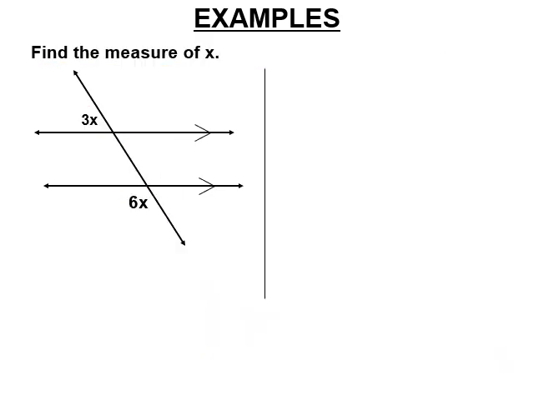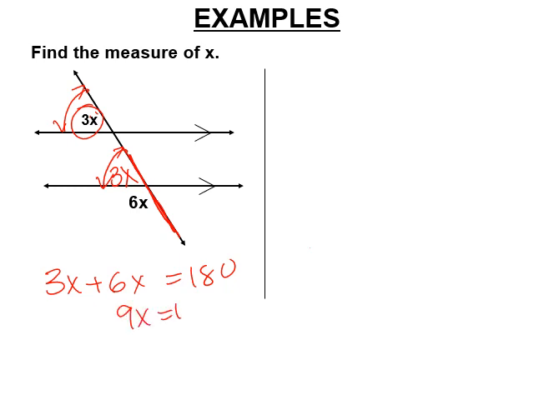All right, so now we're going to find the measure of x. So we know if they were next to each other, right, they would add up to 180. Well, 3x, this one over here has to be 3x because those two angles are corresponding. They're the same size, congruent. So that one's 3x as well, and 3x plus 6x must add up to 180. So we get 9x equals 180, divide by 9, x equals 20 degrees.